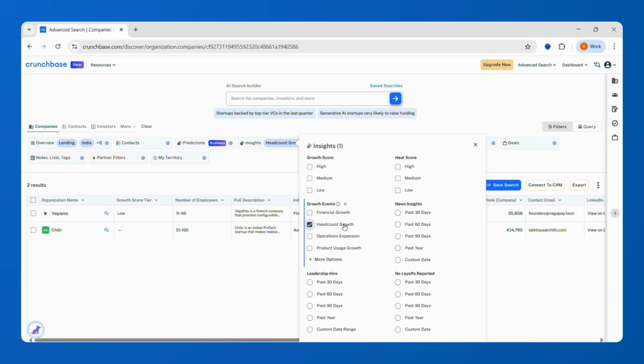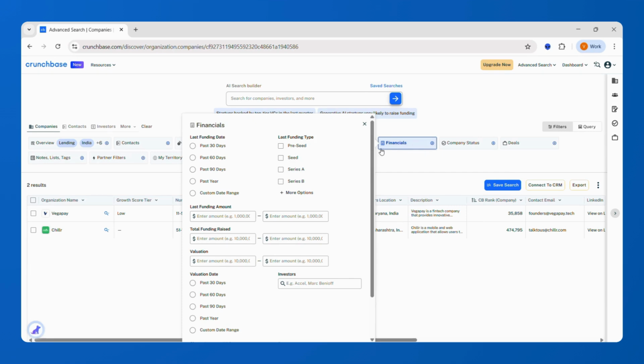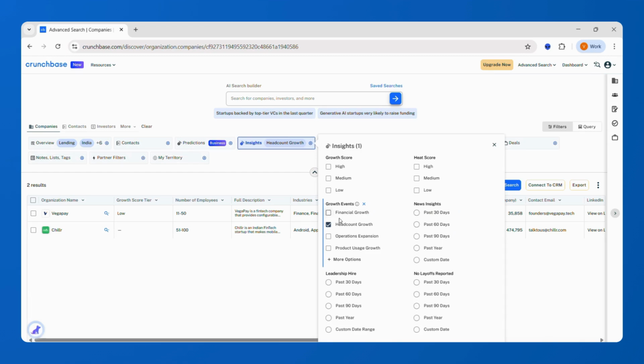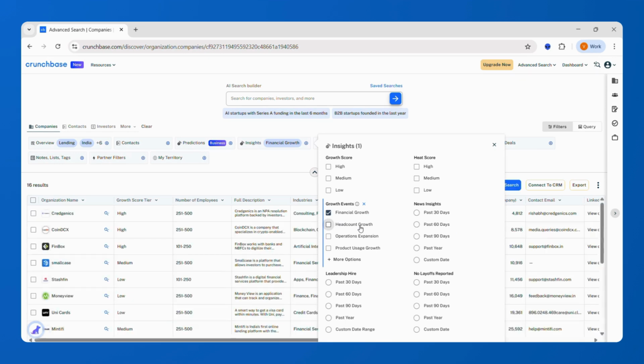Coming back, when I talk about other predictions or other growth scores, if the growth score is high, that gives me an idea that those companies are growing, are in the scaling phase. And I can further narrow down those results by using the other filters that Crunchbase offers. For example, there are the competitors, there are the financials that I can look at, say if they are series A, B funded startups or not. I can even filter based on other parameters when I talk about insights, in terms of their financial growth.